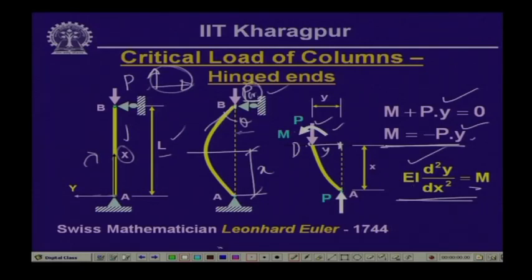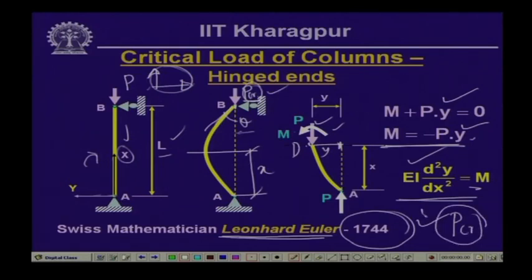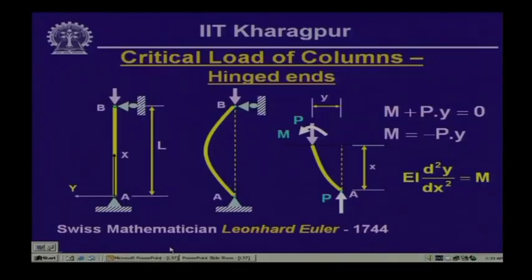derivation was presented by the great Swiss mathematician Leonhard Euler in the year 1744, wherein he had given this derivation, based on which we compute the value of the critical load P critical, and thereby we generally designate this critical load as Euler's critical buckling load of a column member. The expression which we get for evaluating the critical load, we call Euler's critical buckling load formula. Now, let us see how we get this value of the critical load.